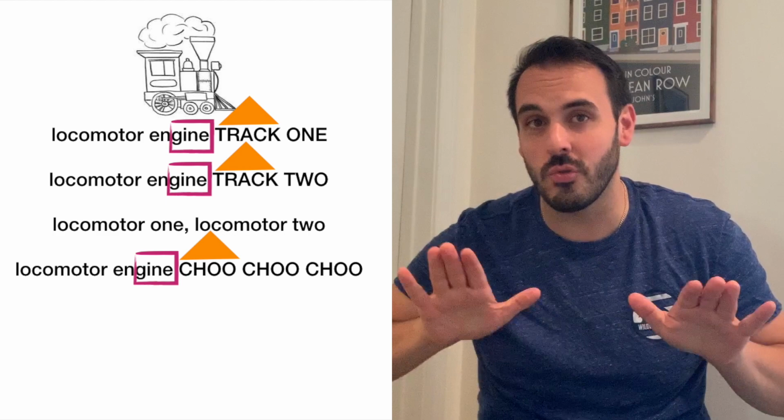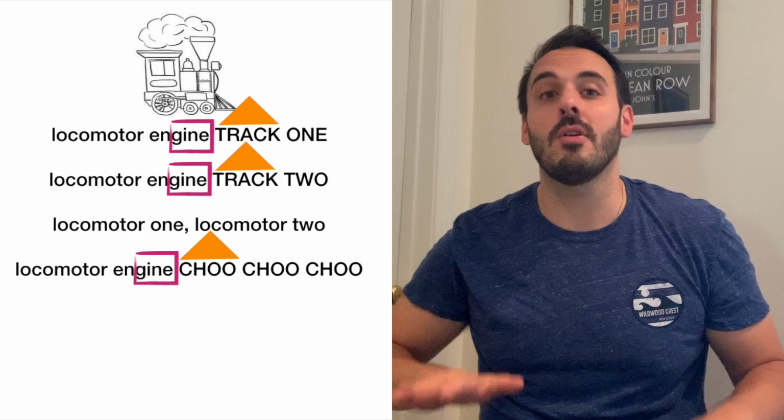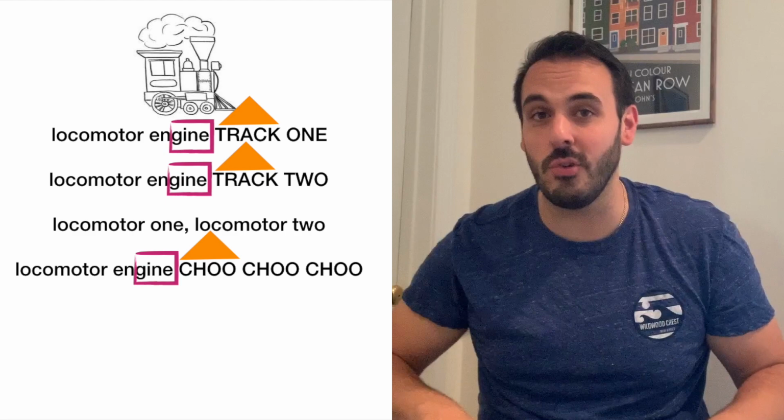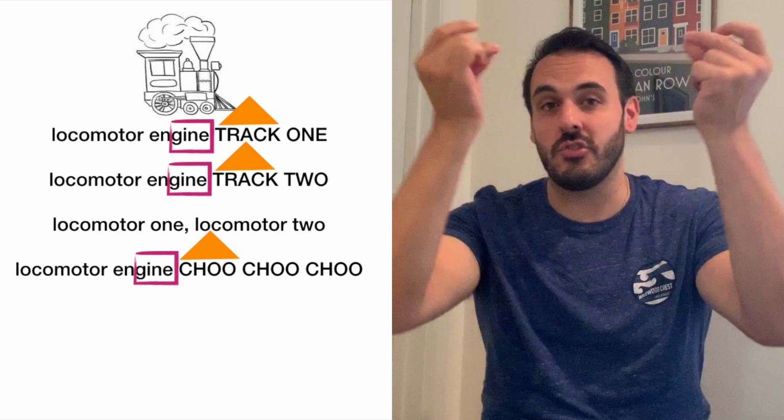Well, watch how we perform the poem now. Locomotor engine, track one. Locomotor engine, track two. Locomotor one, locomotor two, locomotor engine, choo, choo, choo.